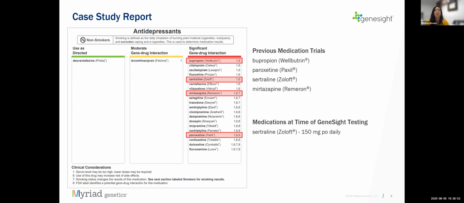But when we did the test, it came back and showed us that all of the medications that she had previously been on were all in the significant gene-drug interaction category, which you can see is highlighted in red on the page.